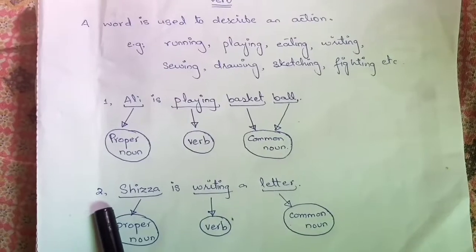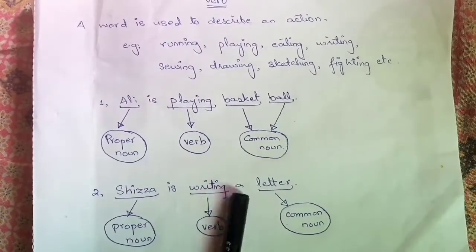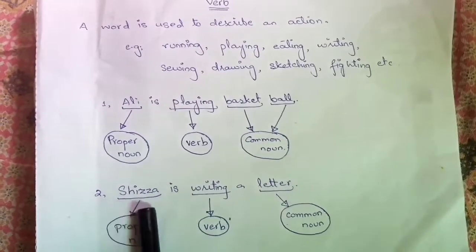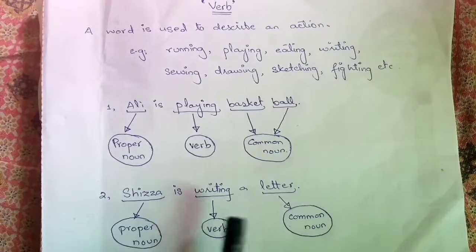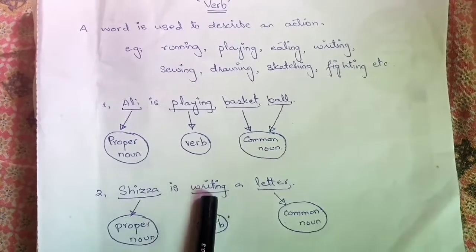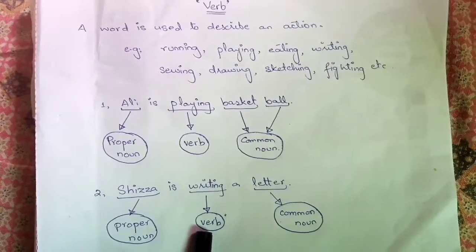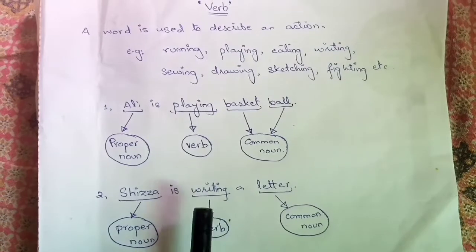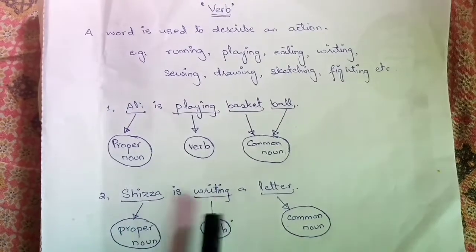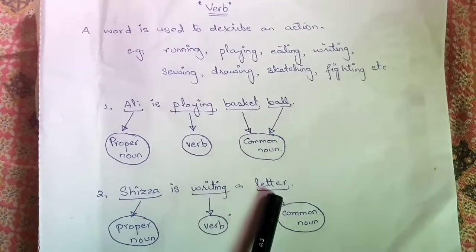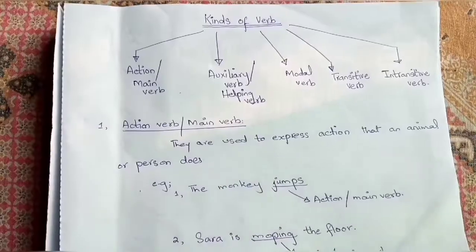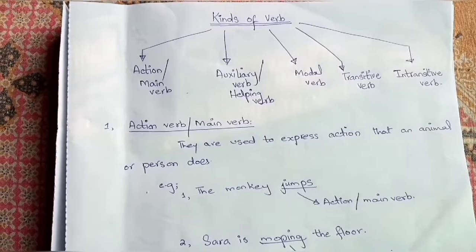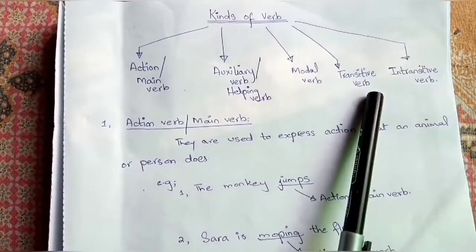Coming towards the second example, which is Shiza is writing a letter. Over here, Shiza is a proper noun because it's a particular name pronounced. Secondly, writing is a verb. Why? Because it is work done by Shiza. This is an action. The other word is letter. Letter is also a common noun. Now, kinds of verb. I will discuss 5 kinds of verb in this video.